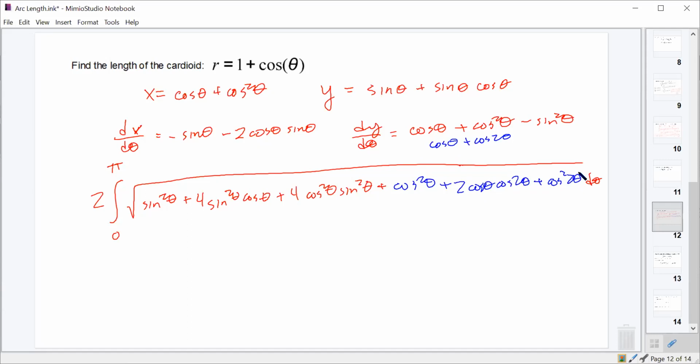Any thoughts? We have a sine squared and a cosine squared. So what's that going to give us? 1. So that's a 1. So we end up with 2 times the integral from 0 to pi.